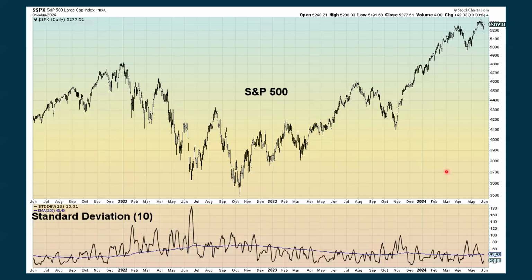We measure standard deviation. This does not measure direction. This measures speed. And we've dropped down below the moving average. So that means we've slowed down, because we were just really screaming up as the market was going higher. And we have to use other charts to tell us the direction. This just says, oh boy, things are moving fast, and it could be either up or down.